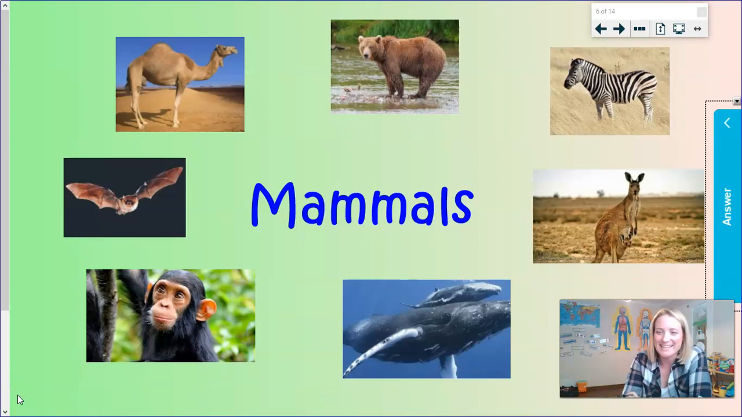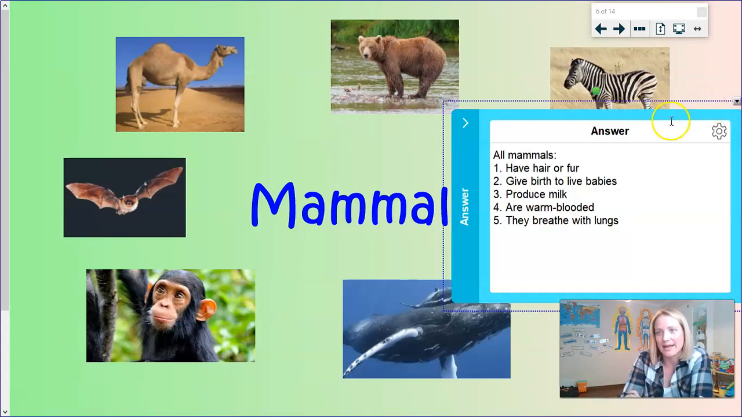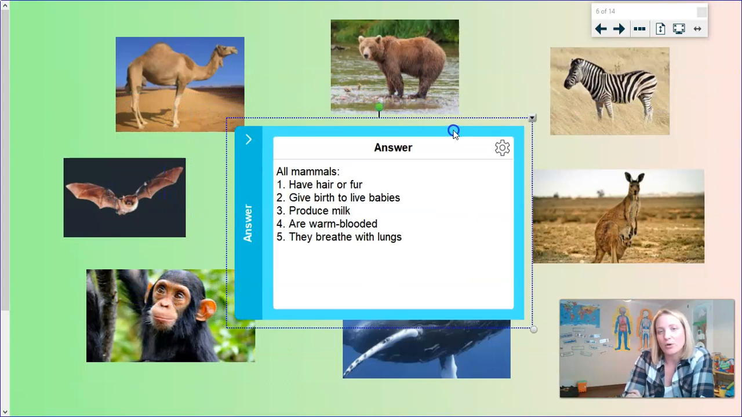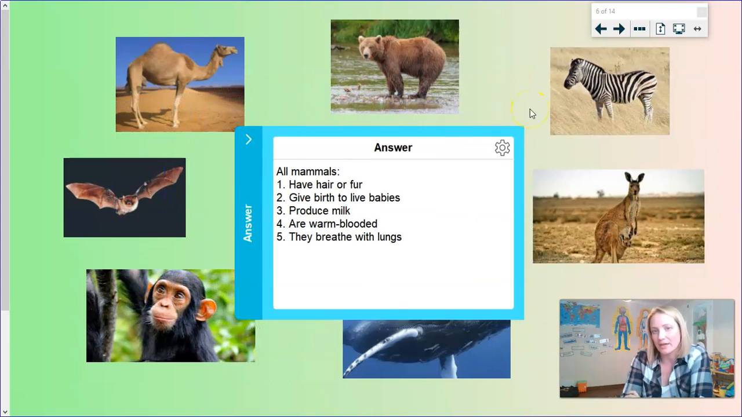But as I said, it is very easy to spot their differences and a little bit harder to spot what they have in common. So I'm going to pull out my answer box now, which tells us what all these mammals have in common. And it's probably quite useful that you can see me in the bottom of your screen right now, because you'll soon find that yes, as humans, we also are part of the mammal family.